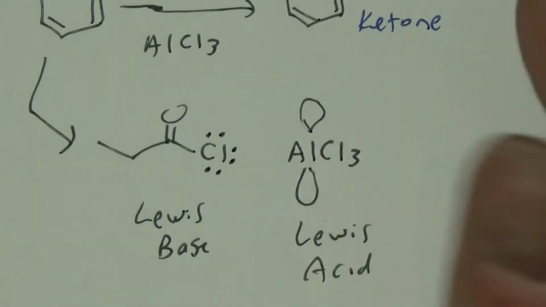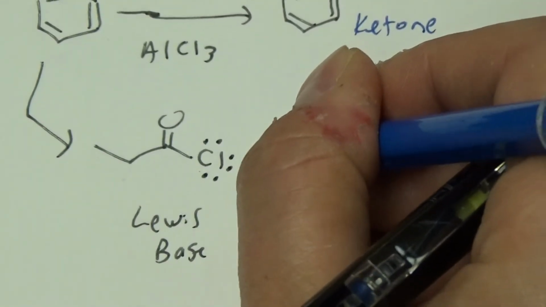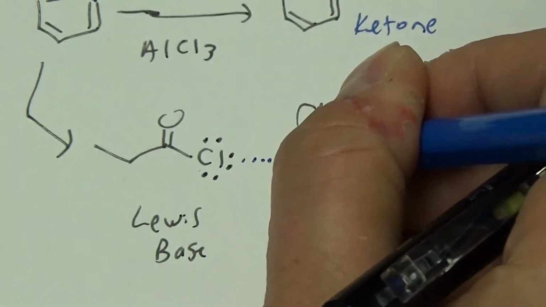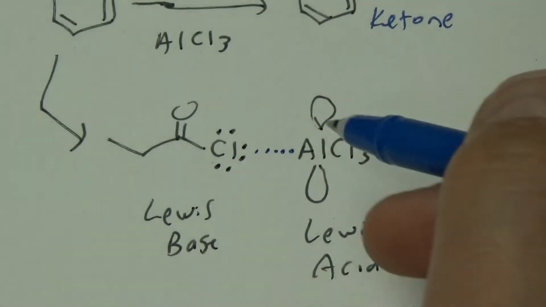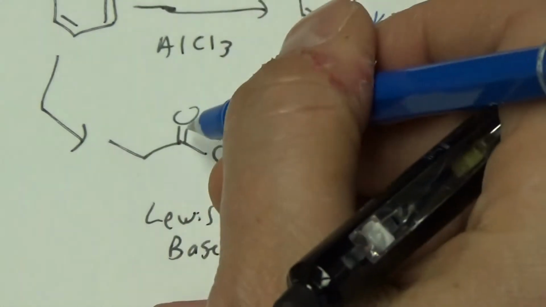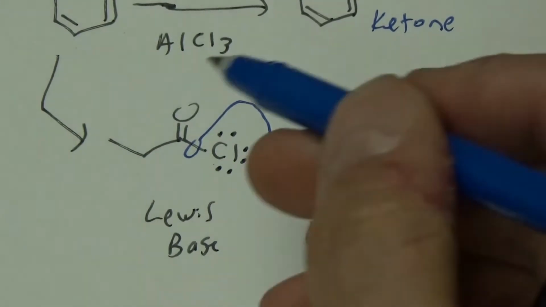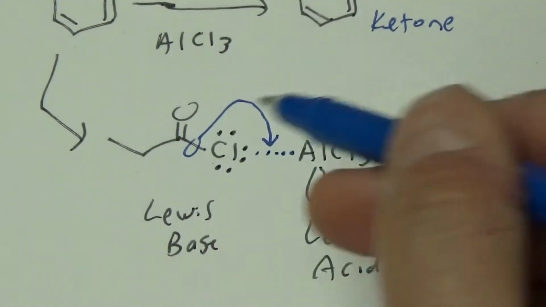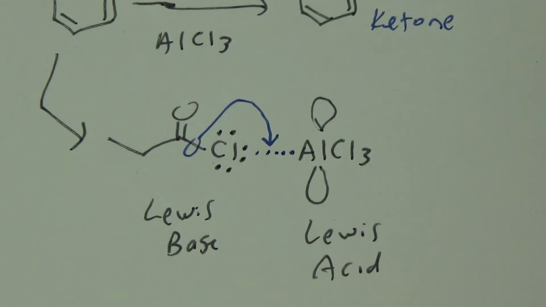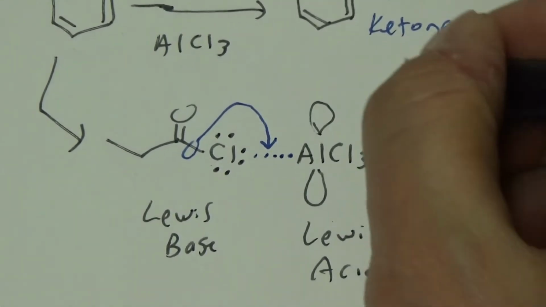So these two things are kind of talking, and the way I show talking is I show a little dot dot dot. Okay, so they're talking, forming a kind of complex, and then all of a sudden the bond jumps. The carbon-chlorine bond jumps, just like it did in the alkylation reaction. And what does that make? Well, it makes AlCl4 minus.